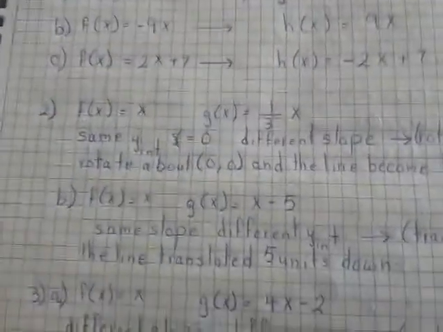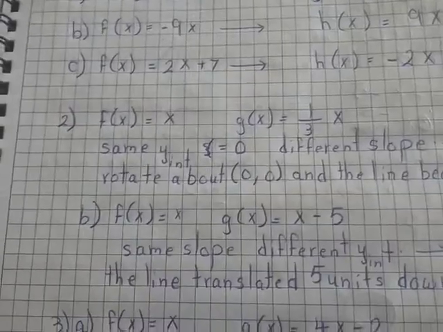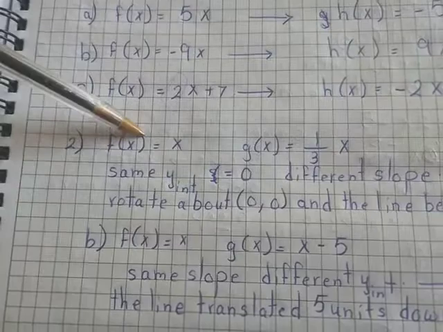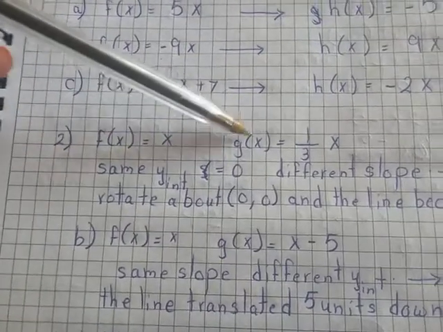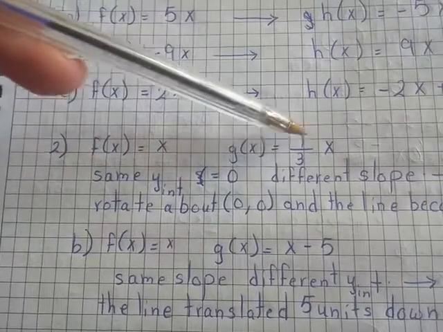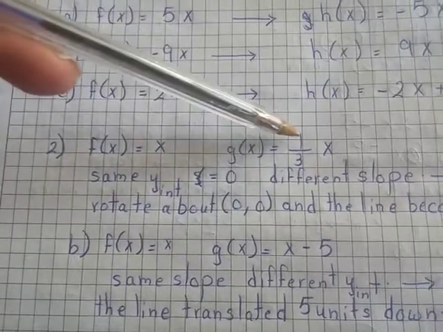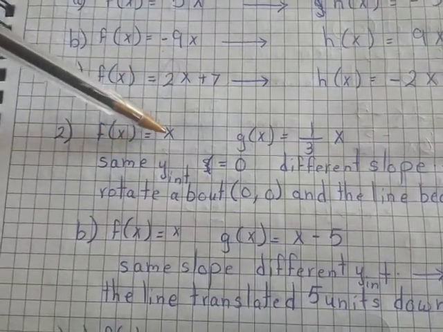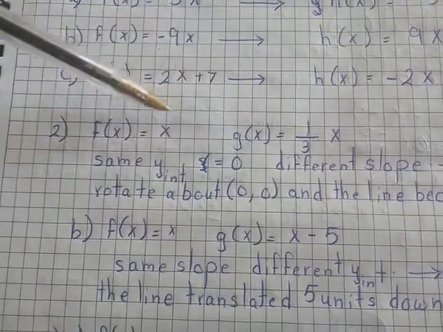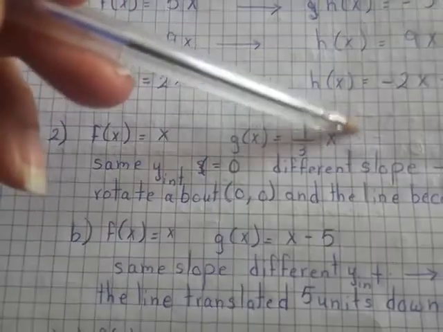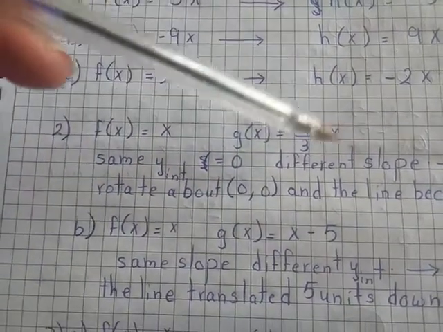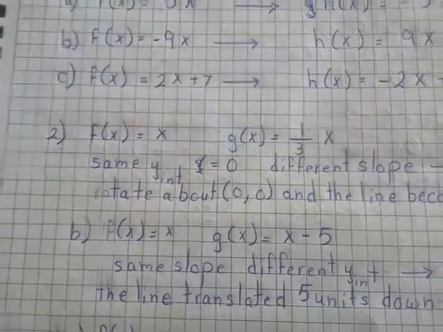Second question, we need to describe the transformation from f(x) to g(x). Here f(x) equals x, and g(x) equals 1/3 x. Okay, so here we have the same y-intercept, because the y-intercept here is 0 and the y-intercept here is 0, but different slope. Different slope, same y-intercept, so it's a rotation.